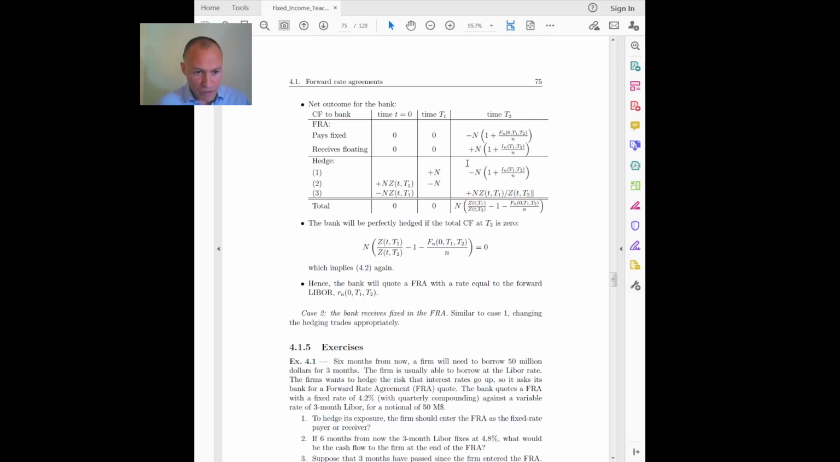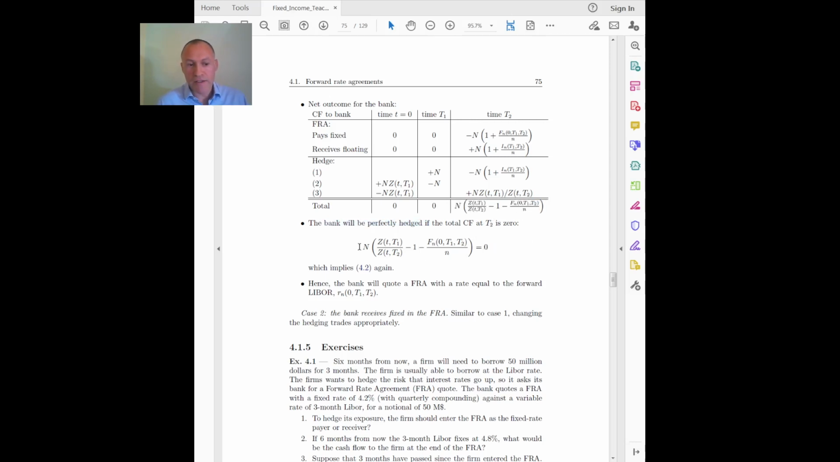Everything here cancels. The only thing that I have left is this first payment that did not cancel with anything, and this last payment. So at time 0, the cash flow is 0. At time t1, the cash flow is 0, perfectly hedged. And I have this cash flow at the end of the trade, at time t2. And everything here is fixed. These are spot discount factors, and this is the rate that I'm going to write in the contract. So the market maker will be perfectly hedged if this amount is 0. So I'm going to set this cash flow to 0.